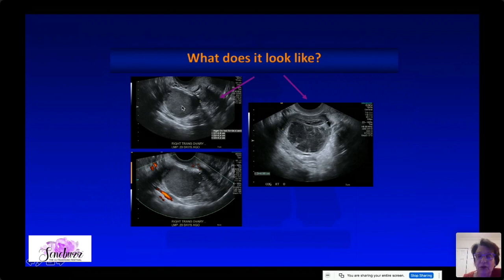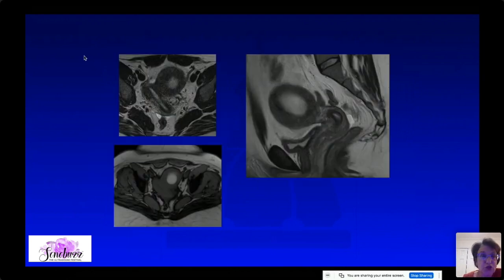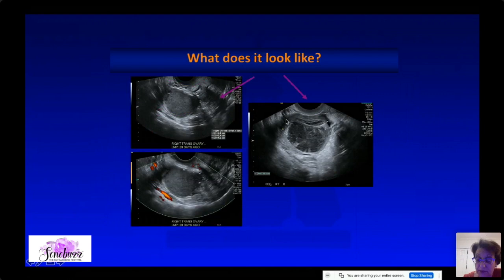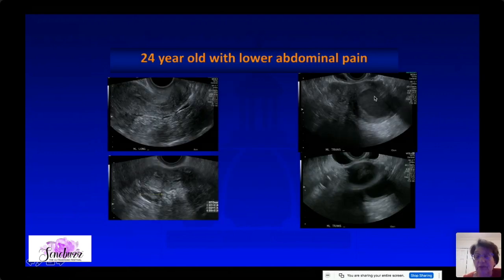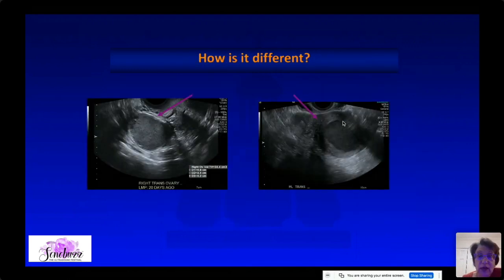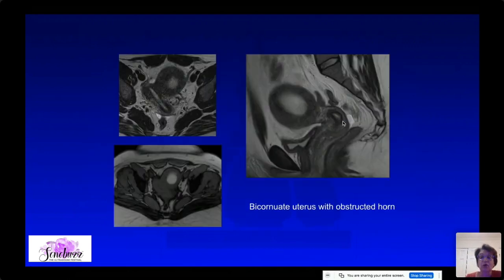So we figured it out. So what she had was a duplicated uterus with obstruction of one of the horns. And that's why she had pain, because basically there was menses retention in this uterine horn that was obstructed. And the key here is that the blood looks just like endometriomas because it's recurrent bleeding, but there was a thick wall, which is a myometrium. It's very intimately attached to the other uterus. And so this is a bicornuate uterus with an obstructed horn.